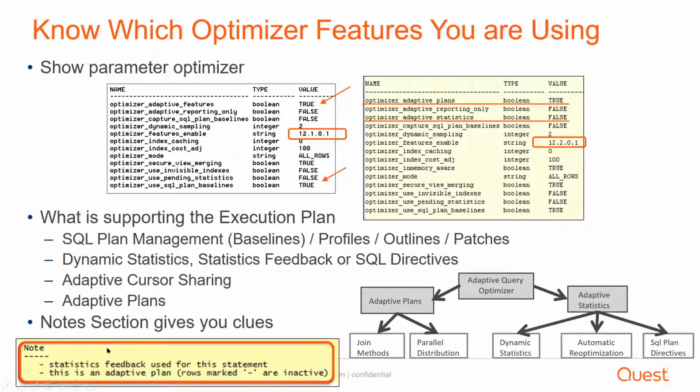Okay, so like I said, there's a lot of things supporting an optimizer. There's baselines, profiles, outlines, and packages. There's dynamic statistics, statistics feedback, or SQL directives. There's adaptive cursor sharing. There's adaptive plans. Notice your notes section is getting more important. So here you can see on this one, statistics feedback was used, and it also adapted from nested loops to hash joins or vice versa.